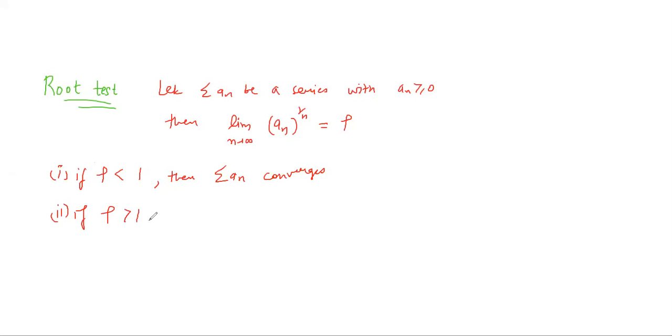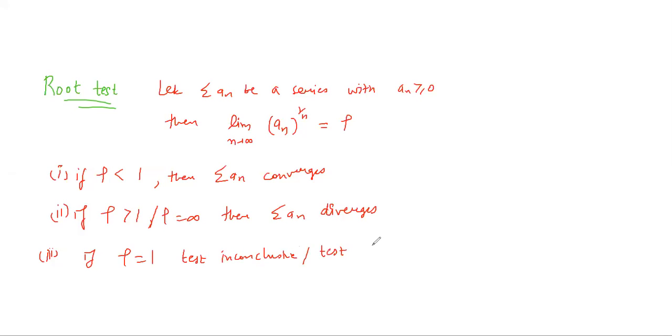The conditions are these: if rho is less than 1, then the series summation an converges. If rho is greater than 1 or infinity, which is covered in the category of rho greater than 1, if the limit turns out to be infinite, then summation an diverges. The third part says if rho is equal to 1, the test is inconclusive, or we can say the test fails, meaning we are unable to write any fixed answer for the series. In that case, we will use some other test to reach the final answer. So this was the statement of the nth root test. Now let's do some questions where we'll be applying this test.